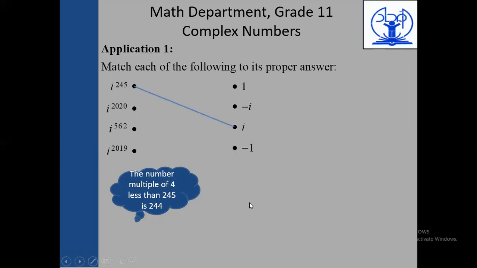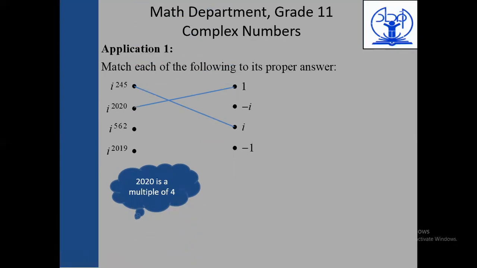So the best is to write it as i to the 244 times i. i to the power 244 will be 1. You will be left with an i. What about i to the 2020? 2020 itself is a multiple of 4. You can try your calculator. That's why this is directly 1.